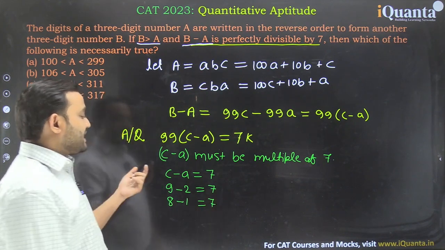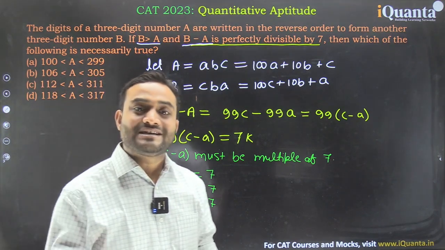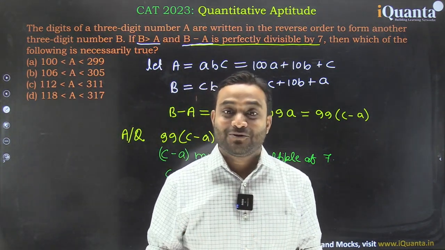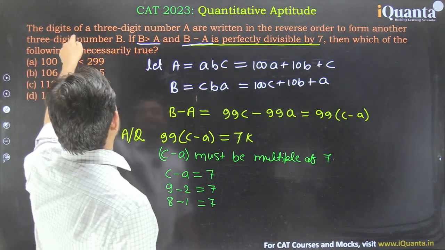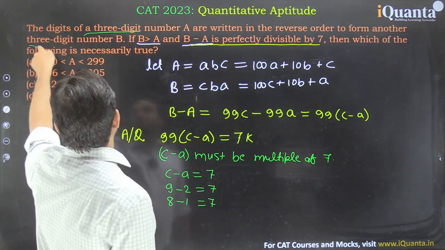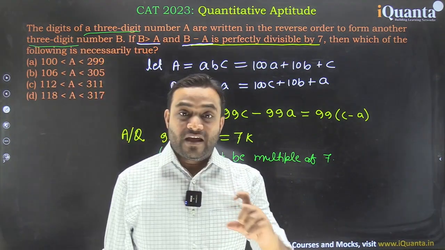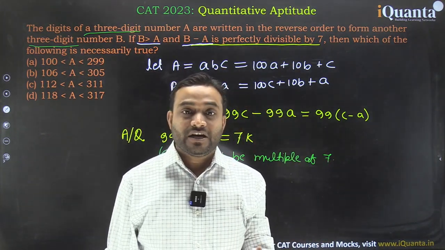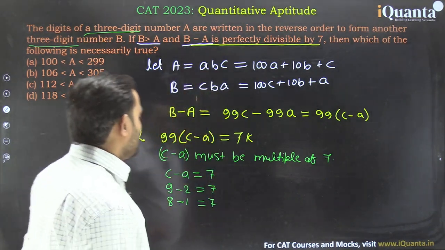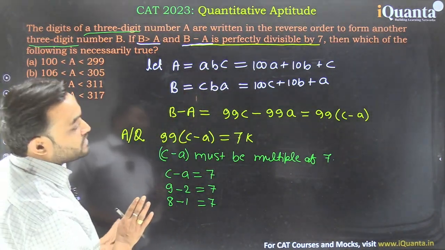We cannot take any of these as 0. We cannot take C as 0. We cannot take A as 0. Why? Because it says that A is a 3-digit number, right? And B is also a 3-digit number. So if A is 0, ABC won't be a 3-digit number. It will become a 2-digit number. So that's why we have only two possibilities.